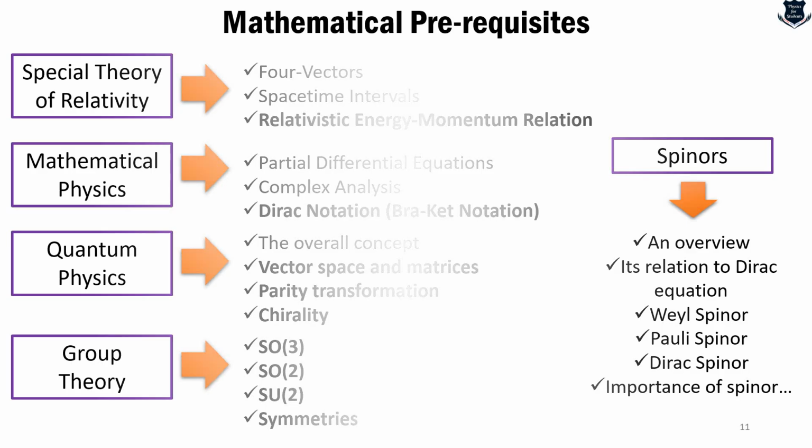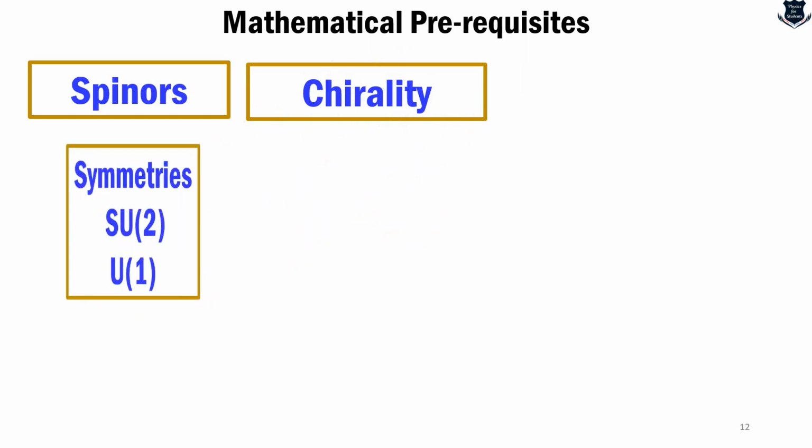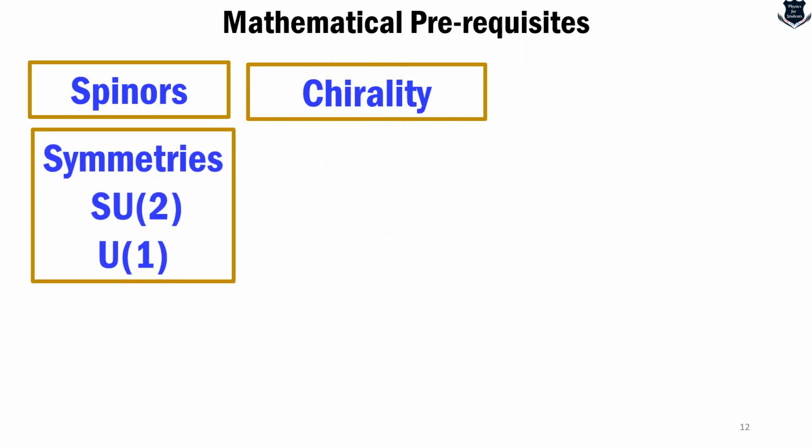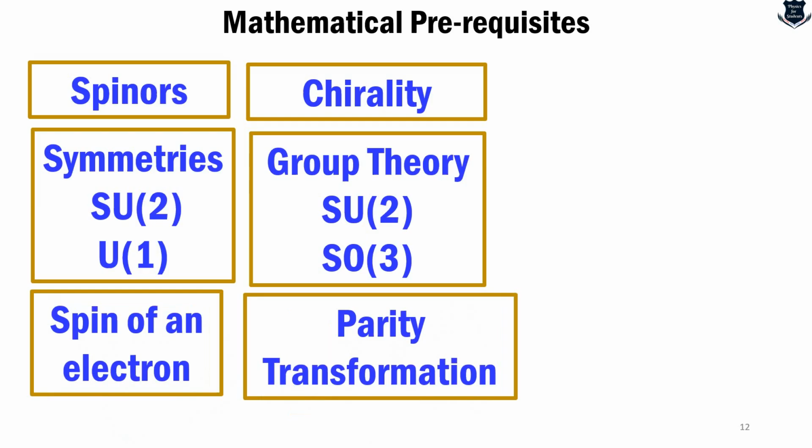So from here, what we can see is that we actually need 6 things to go through. First of all are the spinors, because in the Dirac equation, the psi, as we will say, is not an ordinary wave function, it is a spinor wave function. We need to know the chirality, because this is called left-handedness or right-handedness. We will come to that because we are trying to understand the spin of the electron. Symmetries, SU(2), U(1) and so on will become very important. We need group theory, because that is how the matrices will transform. We also need to know the spin of an electron and what we call parity transformation.